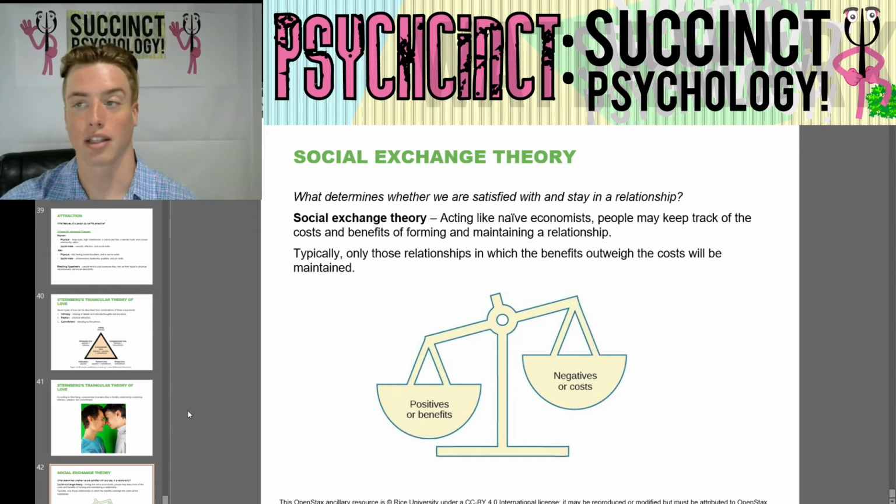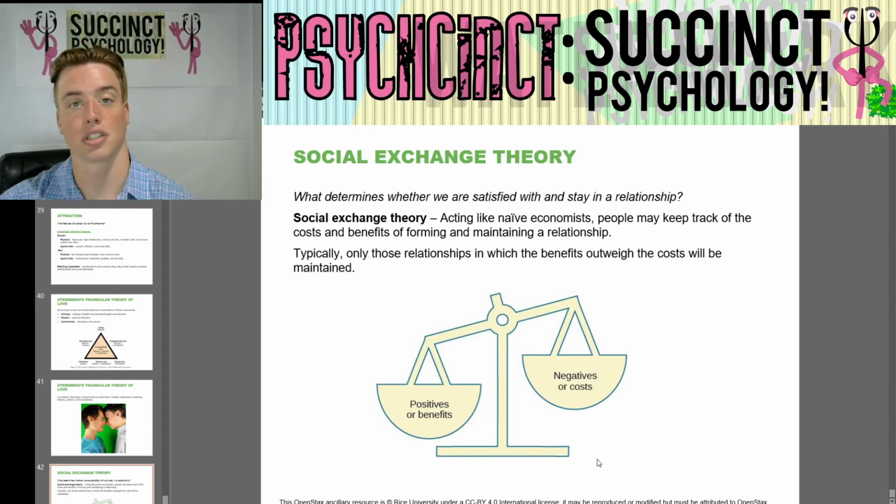So, finally, and then we're done with chapter 12, social exchange theory. What determines whether we are satisfied with and stay in a relationship? The social exchange theory states that, acting like naive economists, people may keep track of the costs and benefits of forming and maintaining a relationship. Typically, only those relationships in which the benefits outweigh the costs will be maintained.